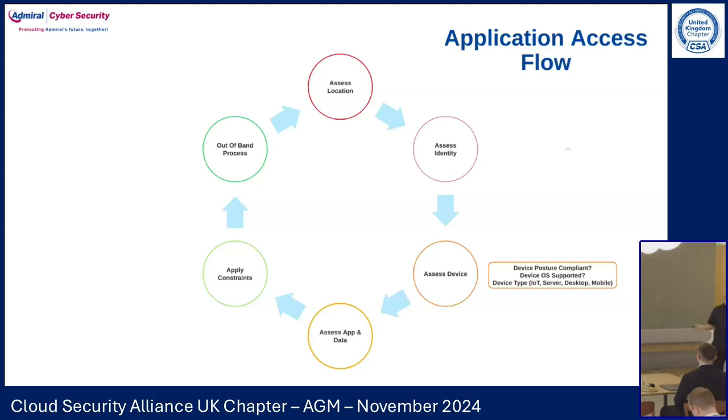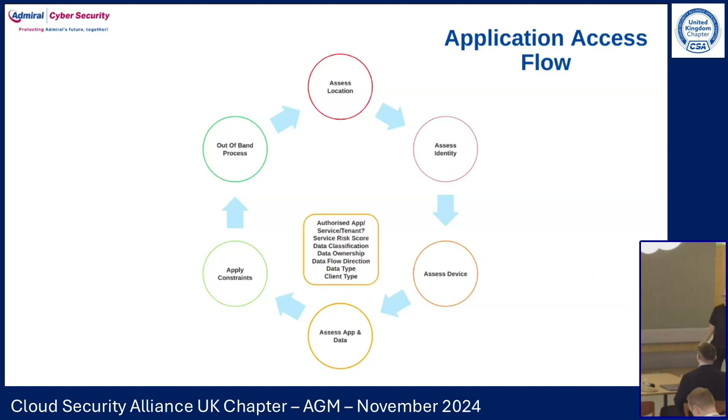And you apply a score, positive or negative according to the device. Next, you've got the application and the data. So is it a trusted application? Is it a risky SaaS service? Is it your data? What's the sovereignty rules around it? And again, come up with scores.